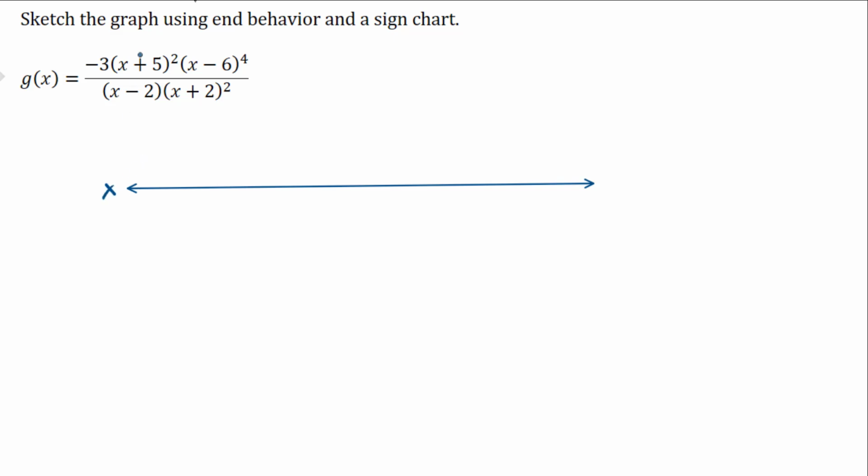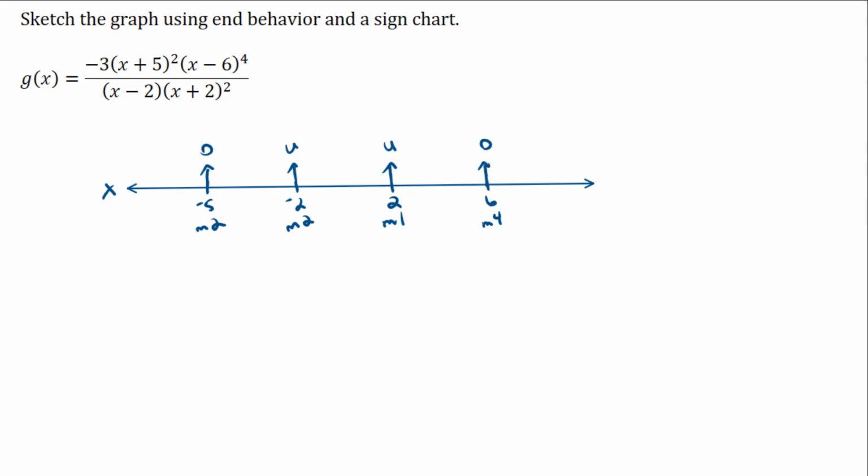So we know we have 4 zeros and critical values. -5 is the first one with multiplicity 2. It's from the numerator. Then we've got -2 is next with multiplicity 2 from the denominator, so we get an asymptote. And then we've got +2 from the denominator with multiplicity 1, another asymptote. And then we have +6 from the numerator, multiplicity 4.